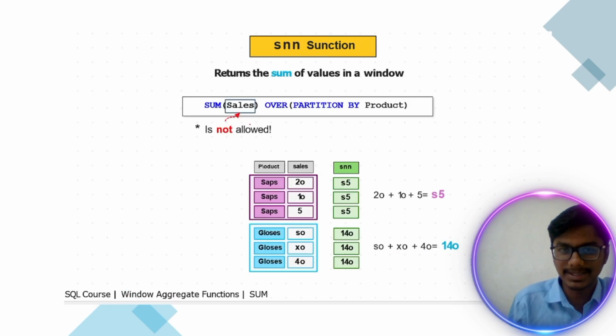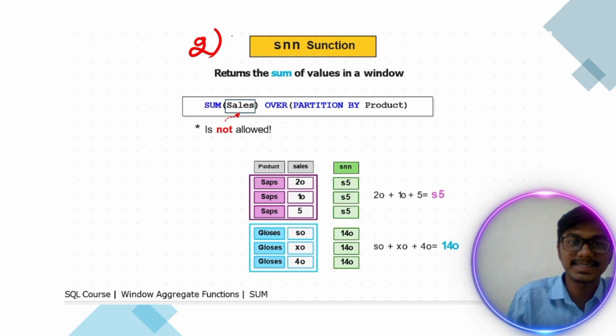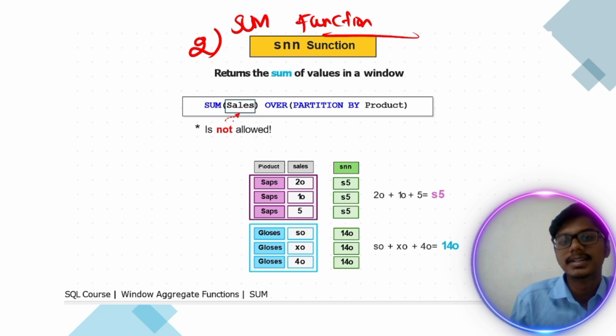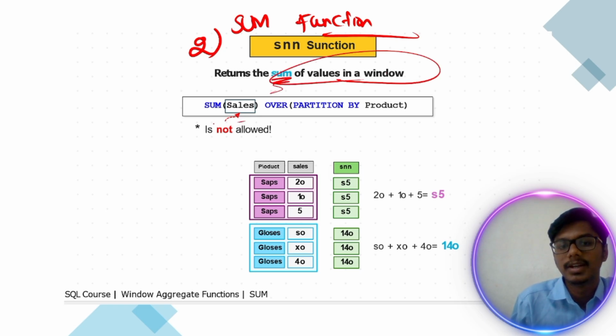Now let's discuss the sum function. I think this is the second aggregation function we are going to discuss. It returns the sum of the values in a window. In the same way, we are going to return the sum of the values.